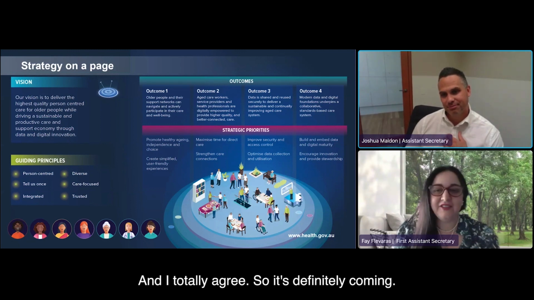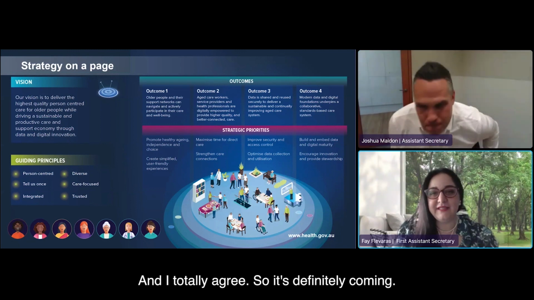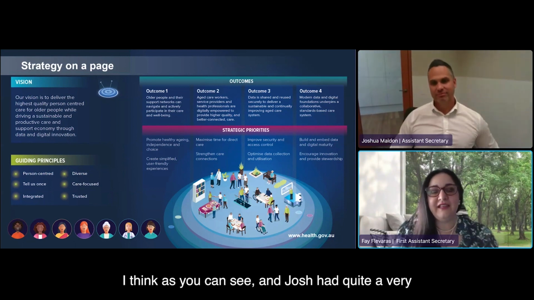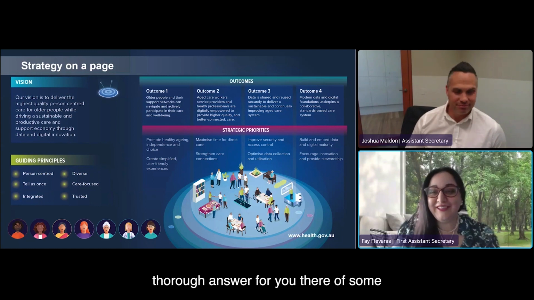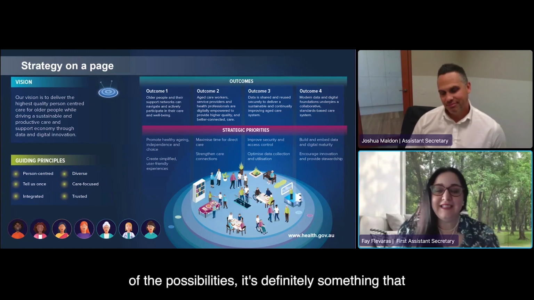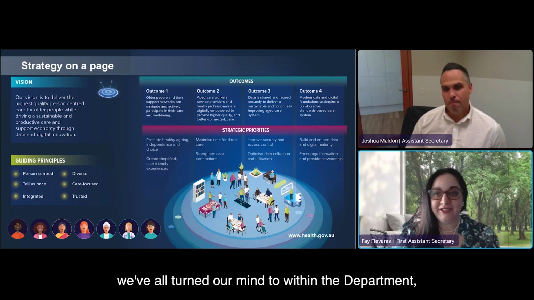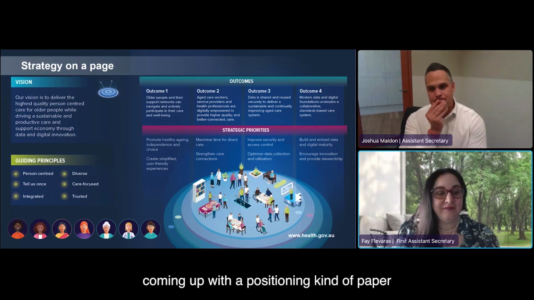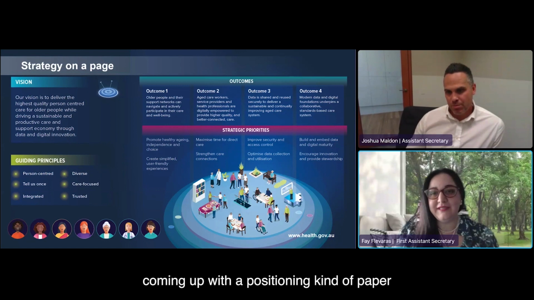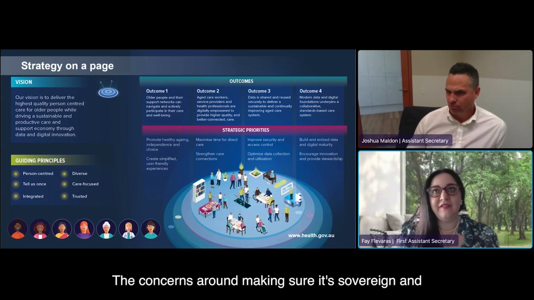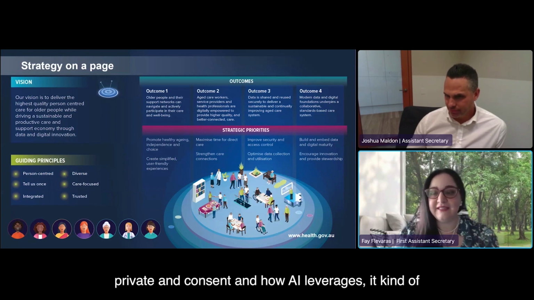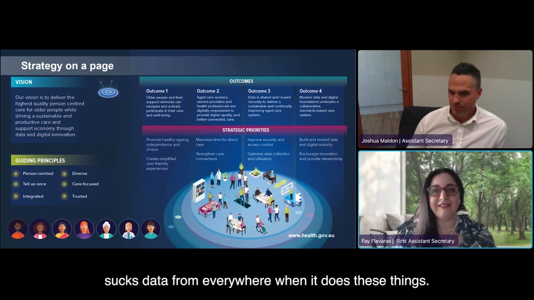And I totally agree. So it's definitely coming. AI is with us now. I think, as you can see, Josh had quite a very thorough answer for you there of some of the possibilities. It's definitely something that we've all turned our mind to within the department, coming up with a positioning paper of how we start. The concerns around making sure it's sovereign and private and consent, and how AI leverages, it kind of sucks data from everywhere when it does these things.